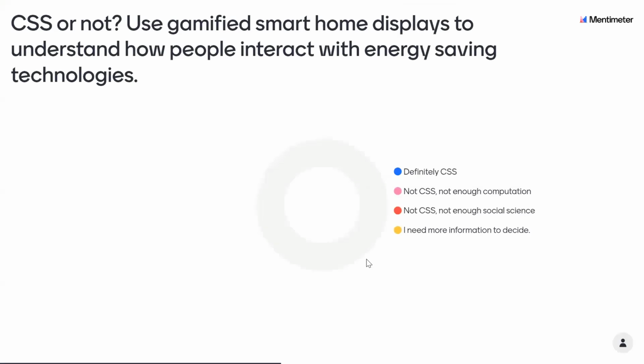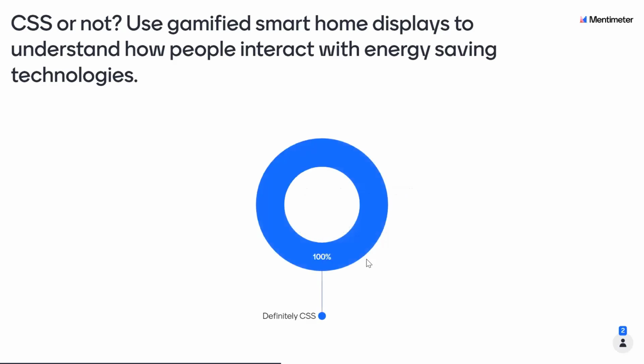CSS or not: use gamified smart home displays to understand how people interact with energy-saving technologies. Gamification, in case you're interested, is where you get little points or badges or competitive tables, like, oh, I can save more energy than my neighbors, or, I've walked so many more steps than everyone else in my age bracket. This gamification is a motivation or tracking tool. Again, I wonder if this is the same person who has decided they need more information to decide.